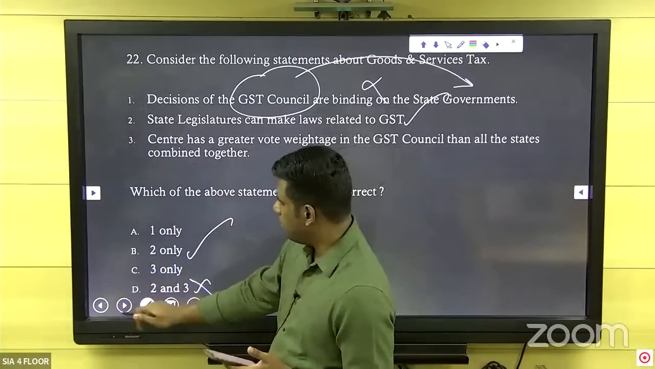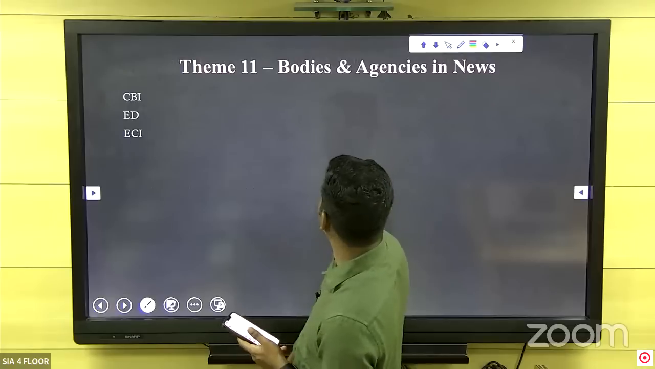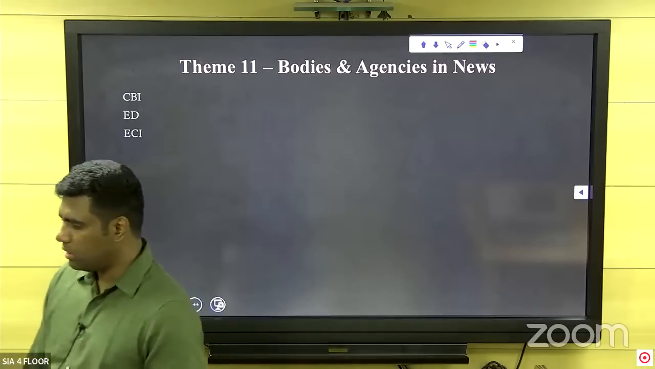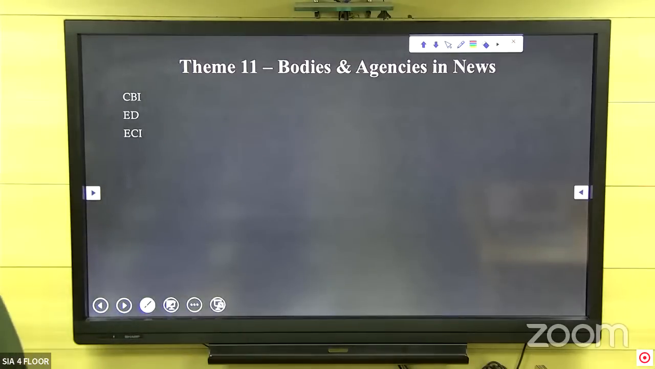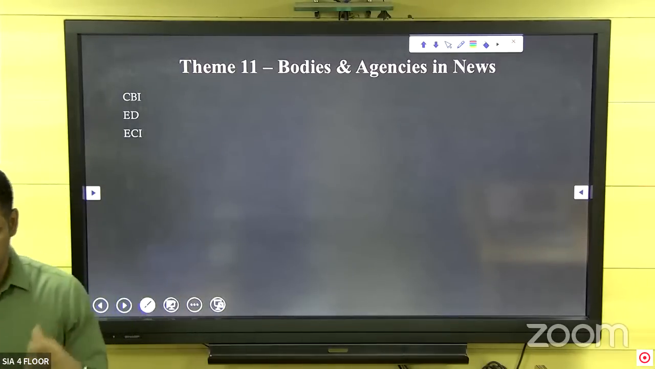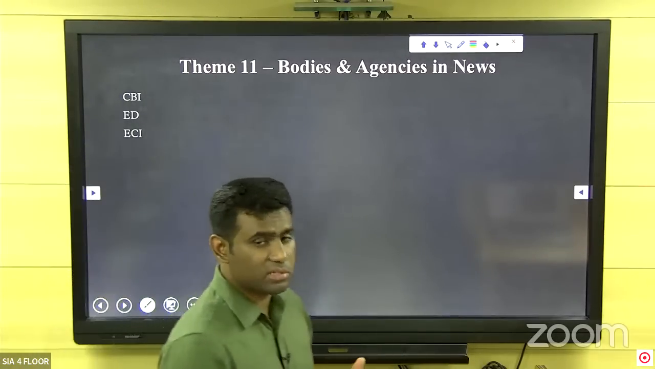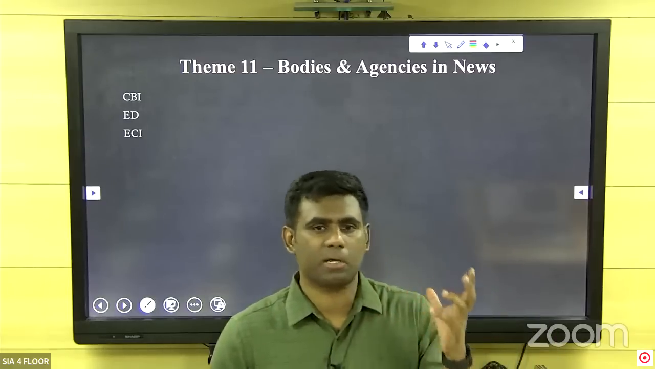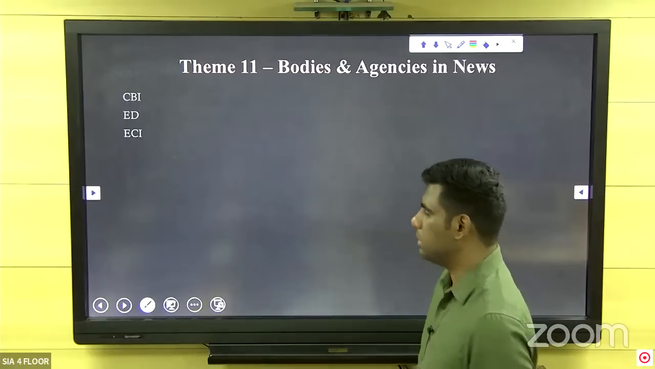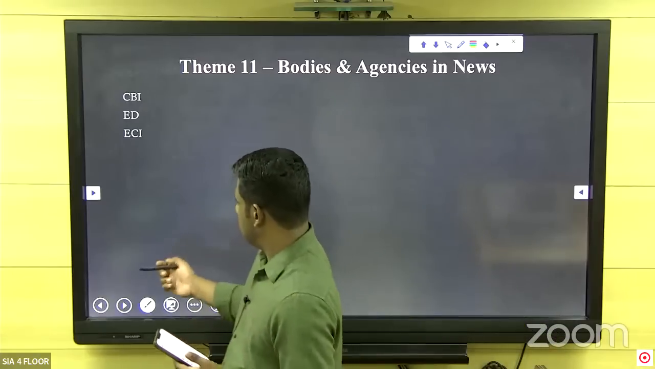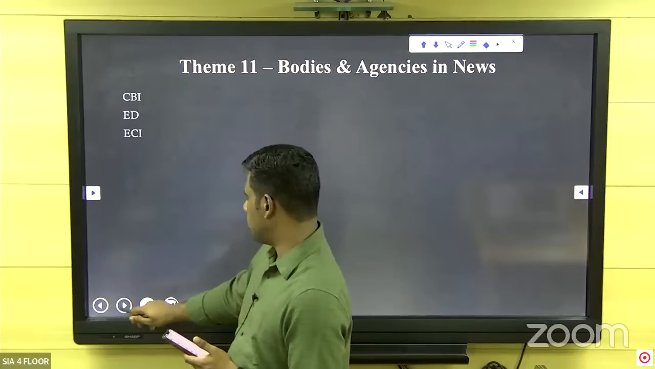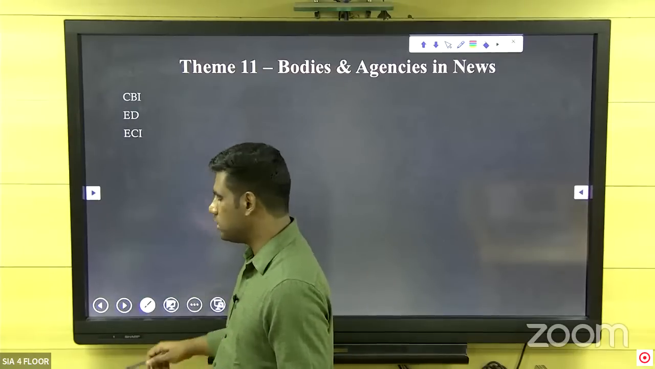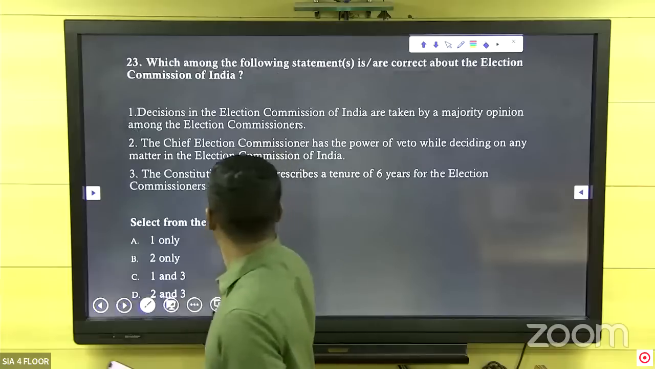So that's it about federalism. Okay, we move on to certain bodies and agencies which were in news. I could come across these bodies which were repeatedly in news, and now the Prime Minister has also made a mention of Enforcement Directorate and all. So you can expect a question about ED, Enforcement Directorate. Okay, so let's have a look. 2 questions from this part: bodies and agencies which are recently in news.